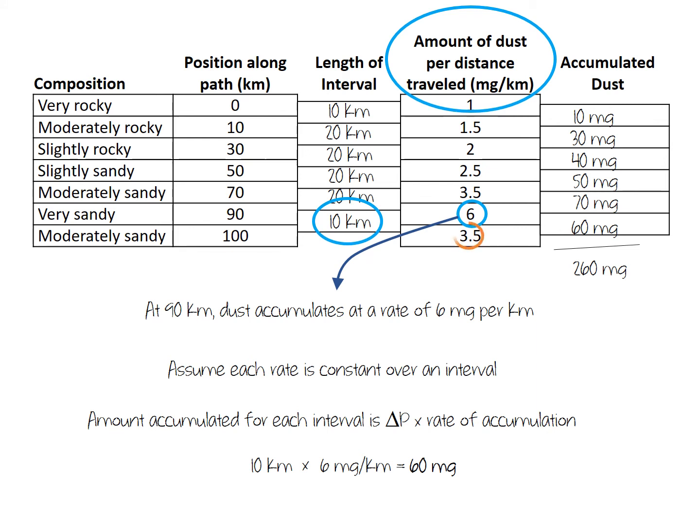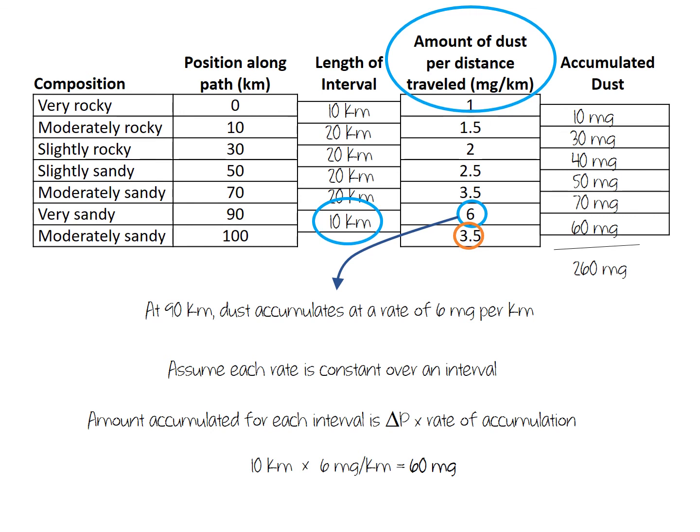We can see that the rate of accumulation had dropped to 3.5 milligrams per kilometer by the end of the interval. So we also could have done the entire calculation using the rates at the end of each interval instead of the beginning. This would have given us a slightly different estimate of the total amount of dust that accumulates on the rover. This estimate using the ending values for each interval would be just as accurate as the estimate we made using the starting values.